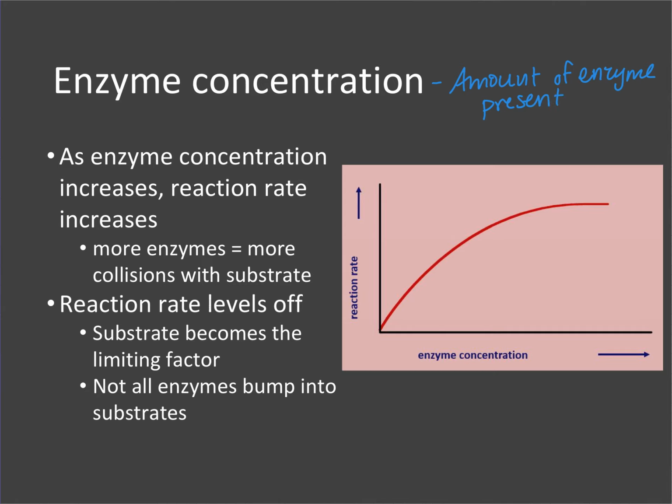Generally speaking, as the enzyme concentration increases, the reaction rate will also increase. And we see this in the first part of the graph here as the enzyme concentration goes up. So for example, if we start with 0 enzymes, and then let's say we add 1 enzyme, 2, 3, 4, etc., we'll see that as the enzyme concentration increases, the reaction rate is also increasing.